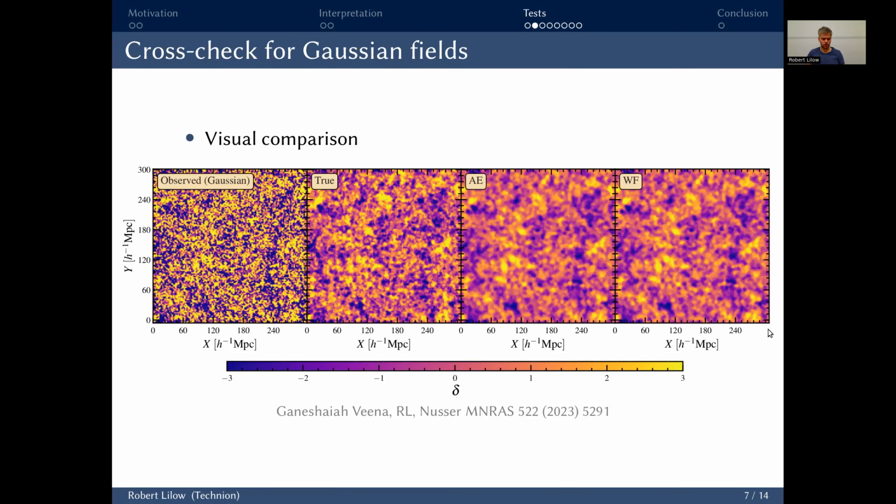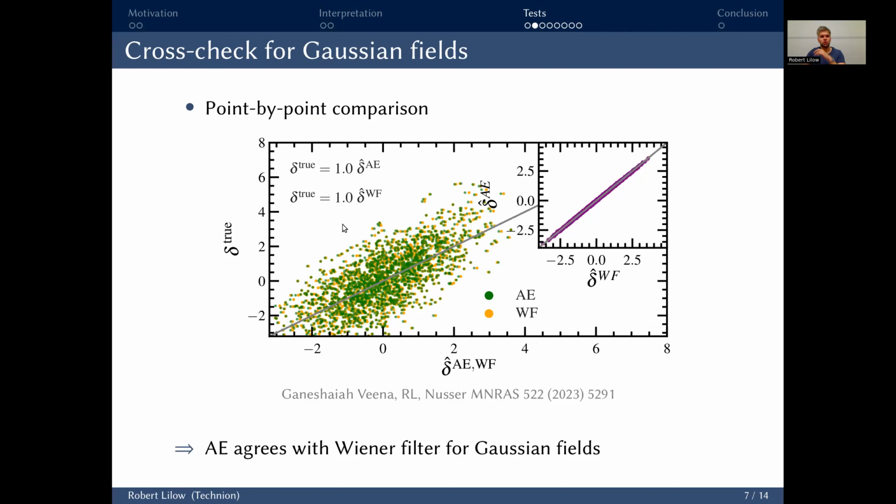Now, the first thing we did with this network is do a little cross-check where we applied it to completely Gaussian fields. So we have a Gaussian random field as our true input. We add some additional Gaussian noise to have a Gaussian observed field, and then compute both the autoencoder and the Wiener-filter estimates. The thing is, in this case, for a Gaussian field, we know the mean posterior is exactly the same as the Wiener-filter, so they both should match, and in fact, they do. Visually, they're indistinguishable. And also, if you look at a scatter plot, especially this little inlay plot, delta autoencoder versus delta Wiener-filter, they have a one-to-one correspondence up to negligible numerical noise.